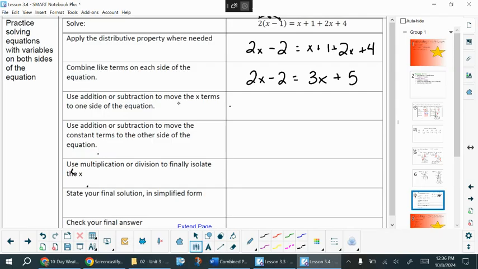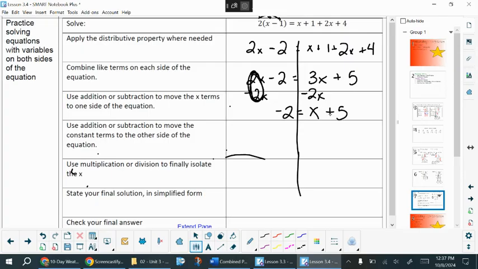I'm going to use addition or subtraction to move the x terms to one side. What I'm going to do here is I'm thinking about which one do I want to get rid of? I'm going to get rid of the 2x. Getting rid of the small one is just going to avoid some negative coefficients, which is great. So I'm going to go minus 2x, minus 2x. On this side, that makes 0, so I just have this negative 2 left over. 3x minus 2x is 1x. I'm not going to write the 1, and I've still got the plus 5.